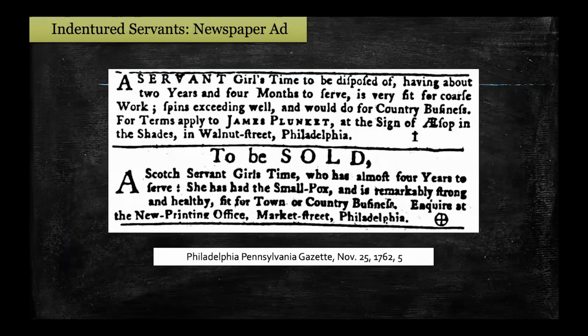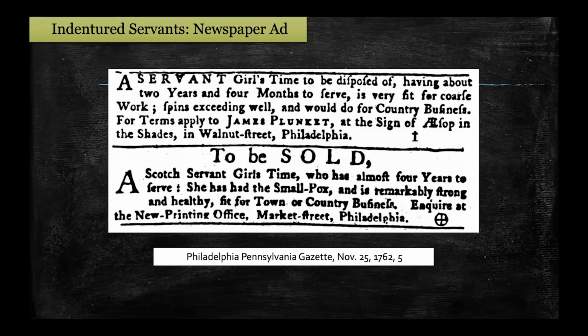An Irish girl, a servant girl's time to be disposed of, having about 2 years and 4 months to serve, is very fit for coarse work, spins exceeding well, and would do for country business. For terms apply to James Plunkett, the sign of Aesop in the Shades in Walnut Street, Philadelphia.